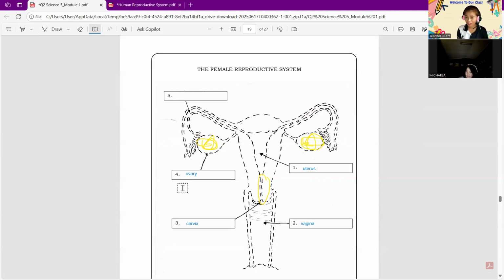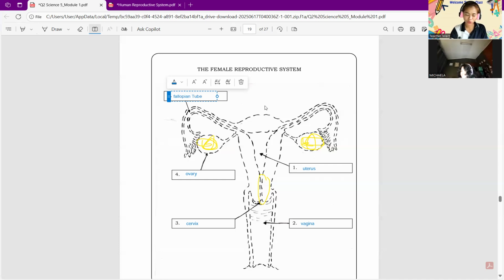And what else does it produce? Estrogen and progesterone. Okay, it's estrogen and progesterone, which are the female sex hormones. Okay, so how about number 5? What do you think would be this part here? Fallopian tube. All right, this is the fallopian tube.